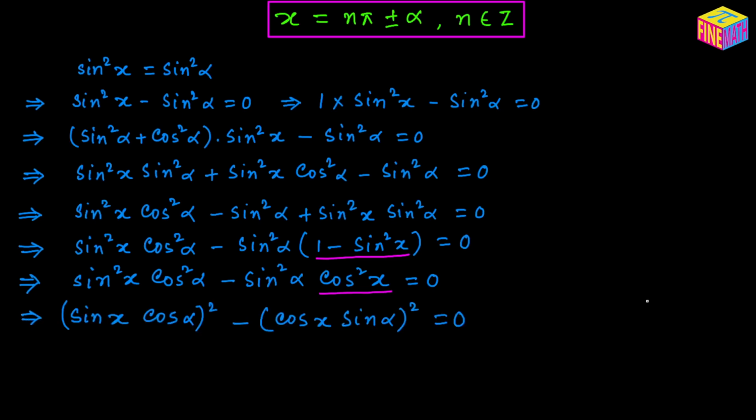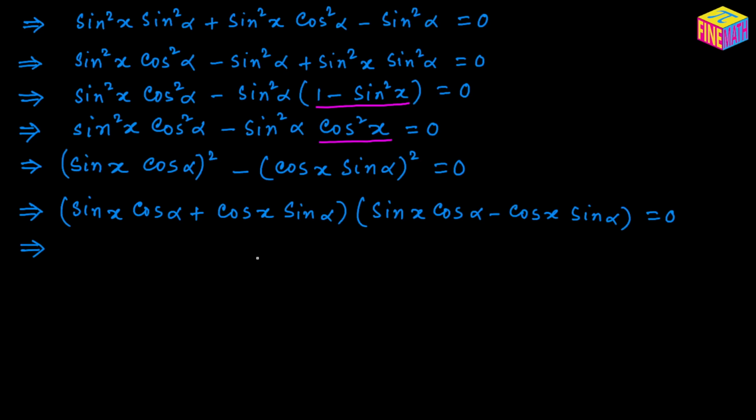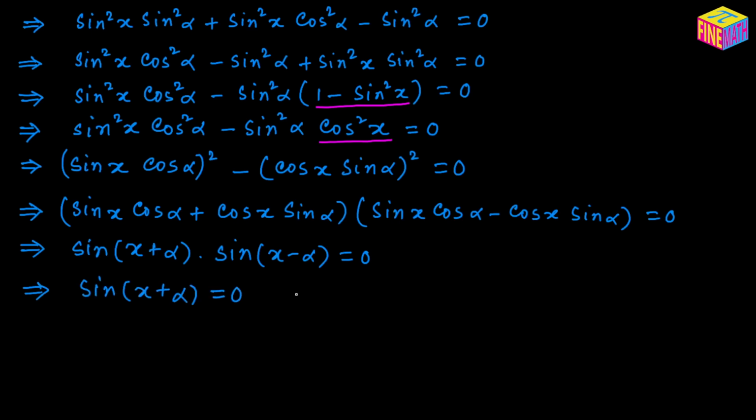And now if we factor them, it's looking like a squared minus b squared form. So it would be a plus b times a minus b. And then you can clearly see that the first factor is nothing but sine of x plus alpha. And the second factor is sine of x minus alpha. And then from here we can say, well, then definitely sine of x plus alpha is equal to 0, or sine of x minus alpha is equal to 0.